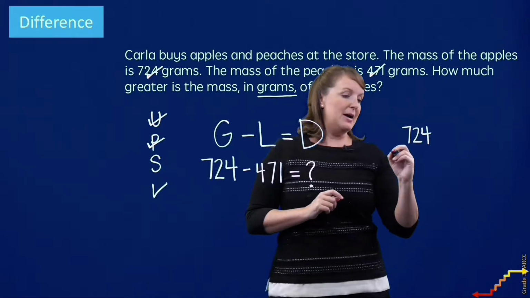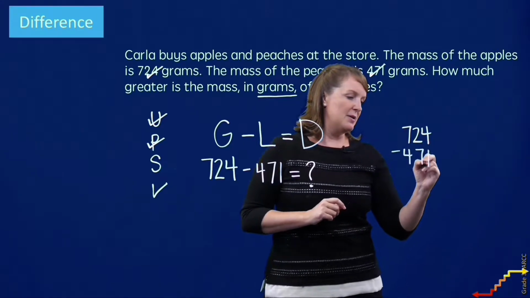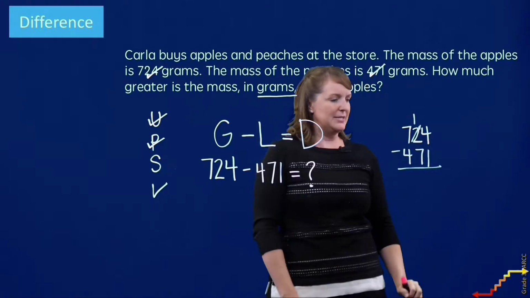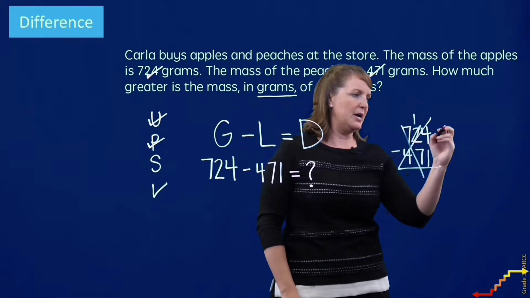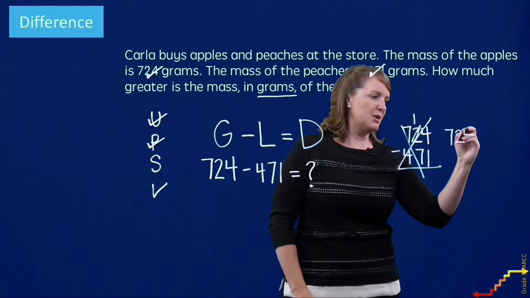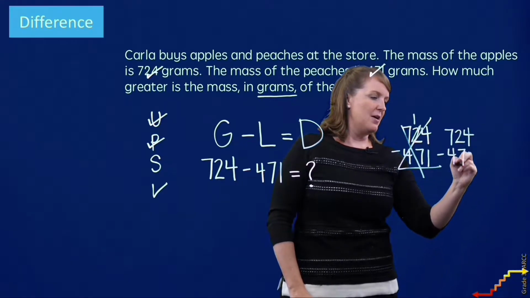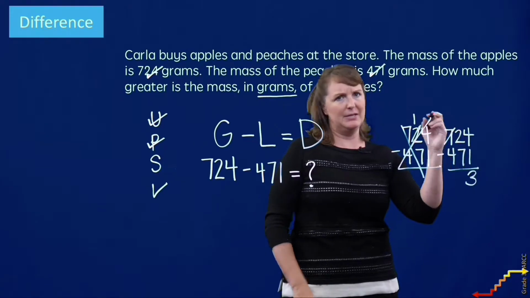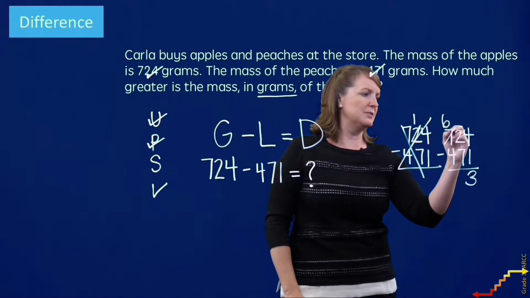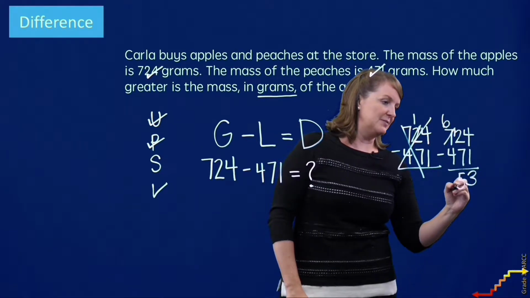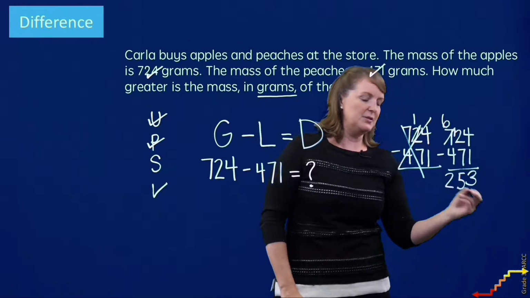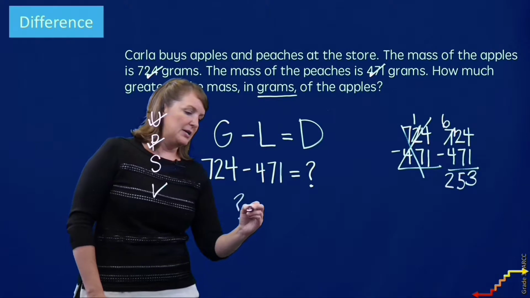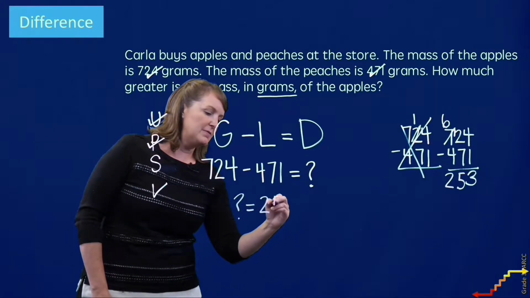724 minus 471. I'll do a little bit of regrouping here. Oh, I didn't have to do any regrouping there. Oh my gosh, I'm ahead of myself. I'm going to scratch that out and try this again. All right, 4 minus 1 is 3. I was thinking about that regrouping in the tens. I was getting a little bit confused there. 12 minus 7 is 5, and 6 minus 4 is 2. So the difference, or the question mark, is the same as 253.